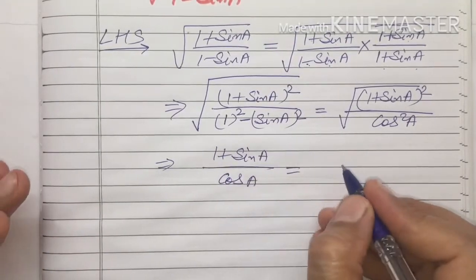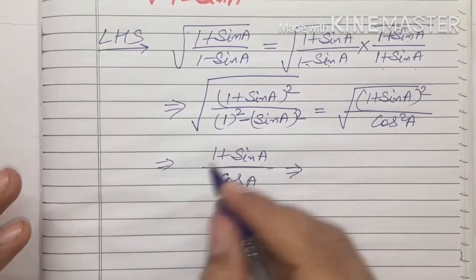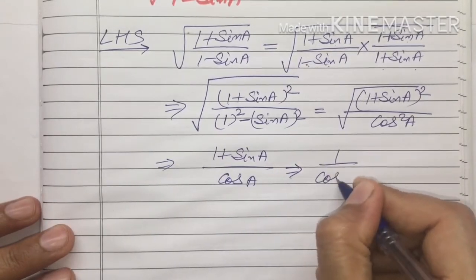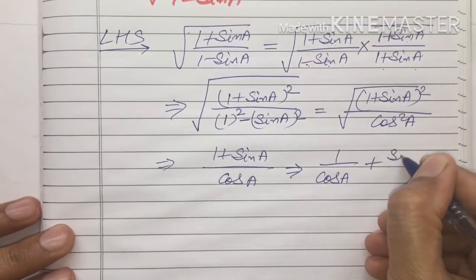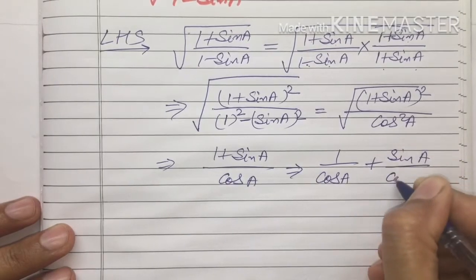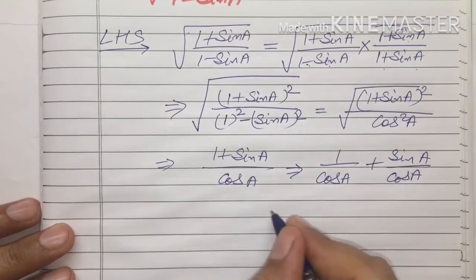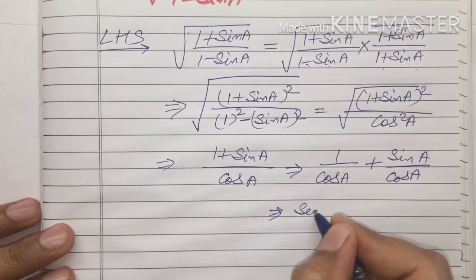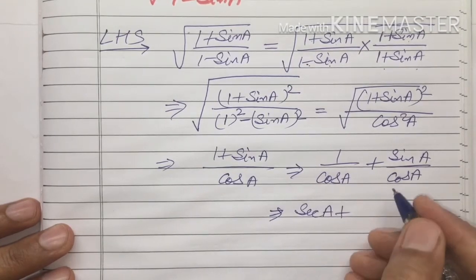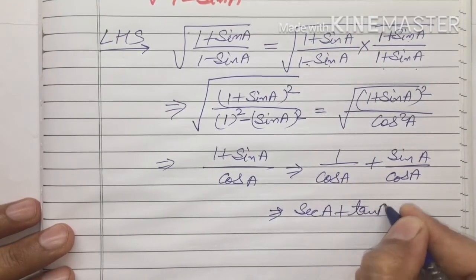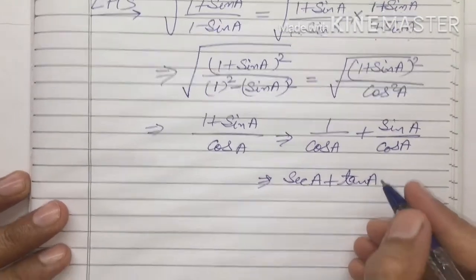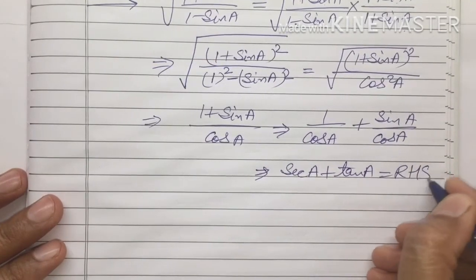We can change it into a different form: 1 upon cos A plus sine A upon cos A. So 1 upon cos A means secant, and sine upon cos means tangent. So secant A plus tangent A, and this is our right hand side.